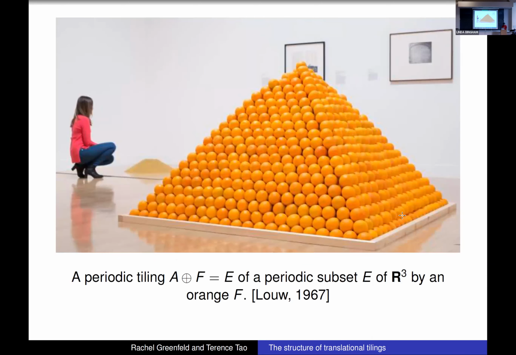And here is, well, it's an art exhibit, but for our purposes, this is a periodic tiling of a subset of R3. So here the tile is in orange. And you imagine that you extend this tiling infinitely in all directions. And it will tile not all of R3, but some periodic subset of R3, because there are gaps between the oranges. Okay, so this is a periodic tiling by one tile of some periodic subset E. Okay, so these are examples. So hopefully you have some idea what a translational tiling is.